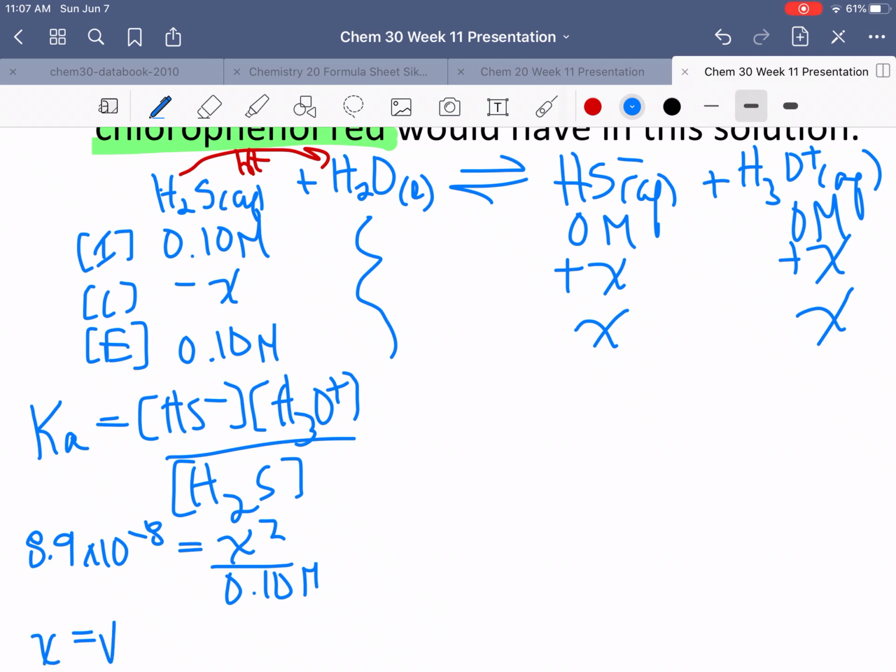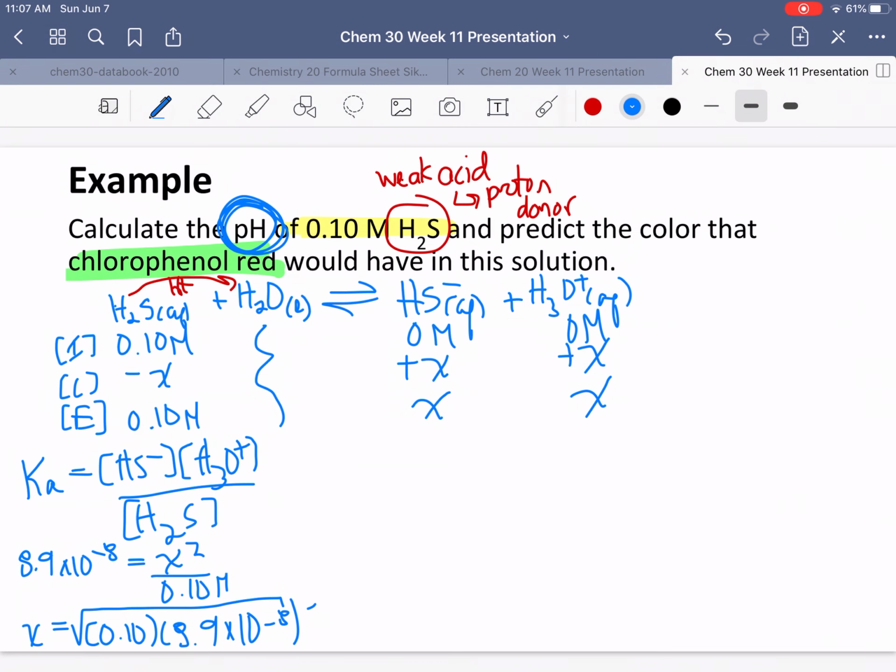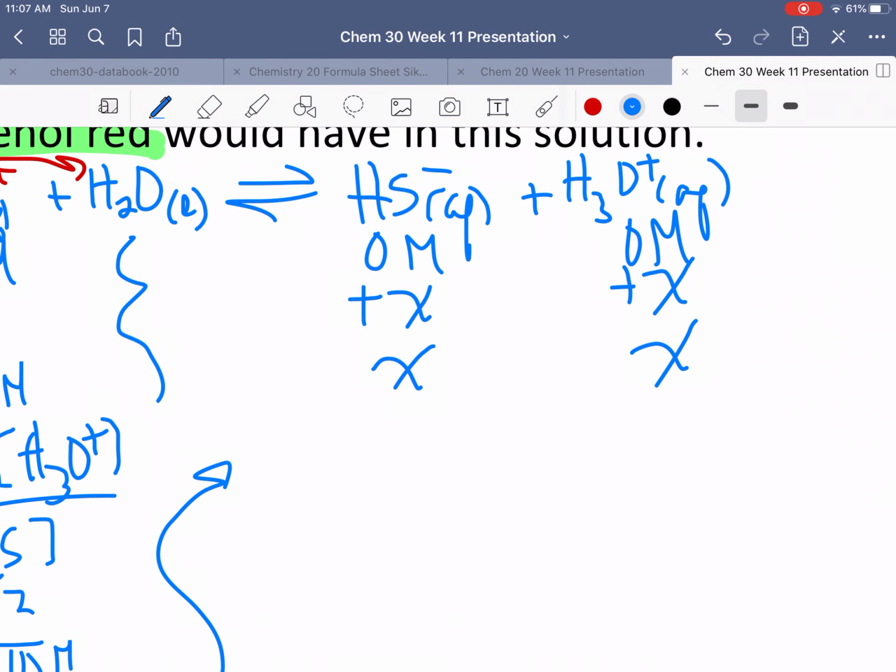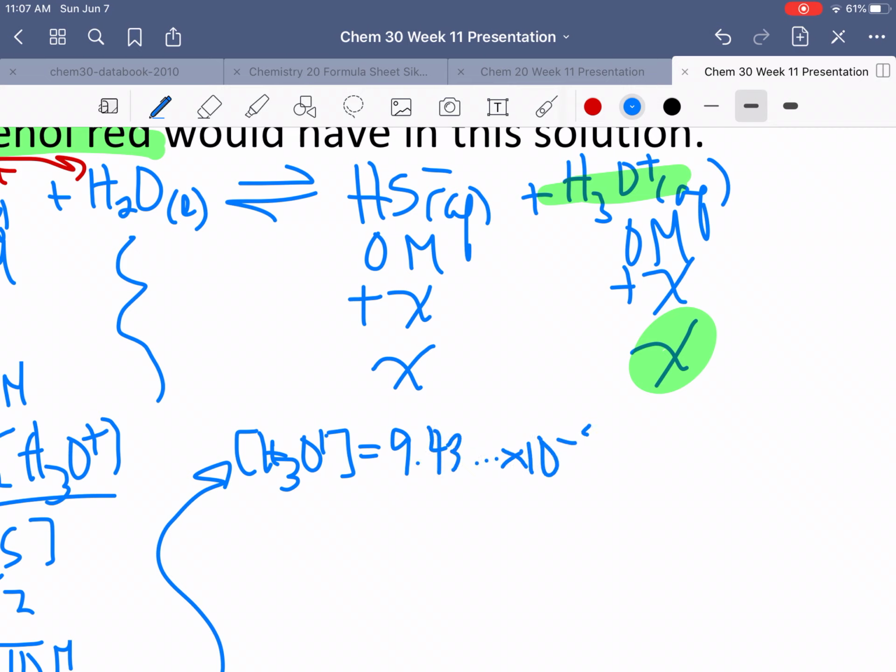Rearrange it. X is going to be equal to the concentration of 0.10. Nothing new here, guys, right? Super familiar. 8.9 times 10 to the negative 8. Number crunch. We end up with, remember, X is representative of our hydronium equilibrium concentration, right? So hydronium concentration, which is going to be 9.43 ... times 10 to the negative 5 moles per liter. Now what? Well, think about the goal of the question. Part 1 of it is calculate the pH. Yes, then we'll predict color. But first, we need pH.